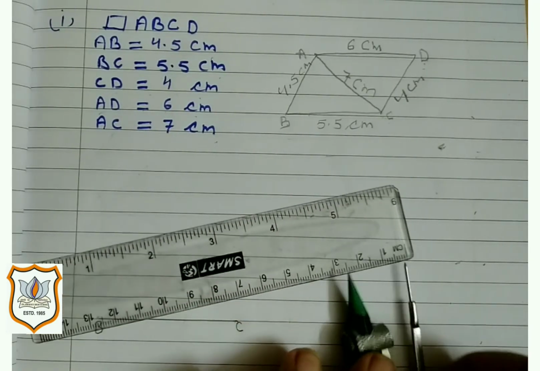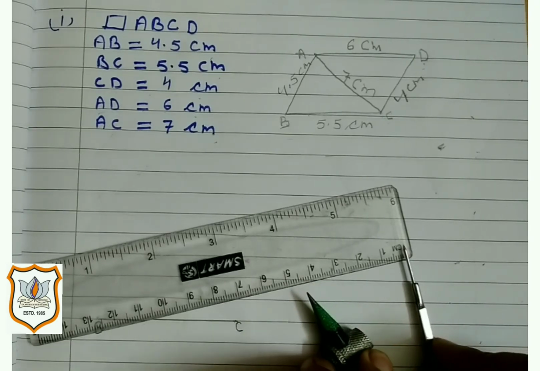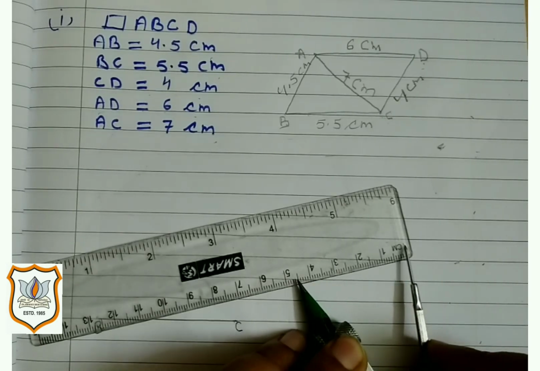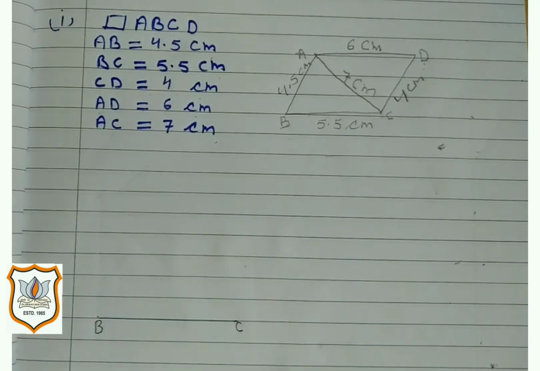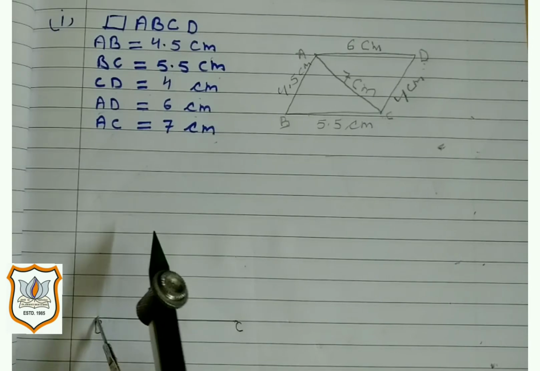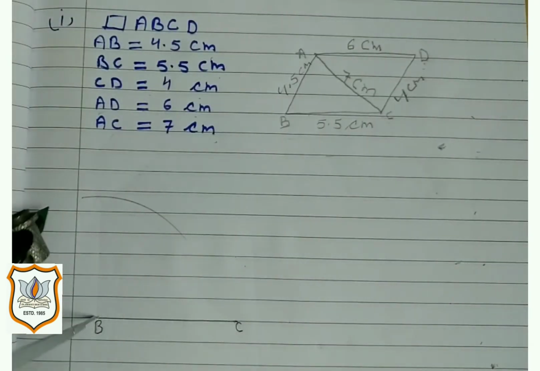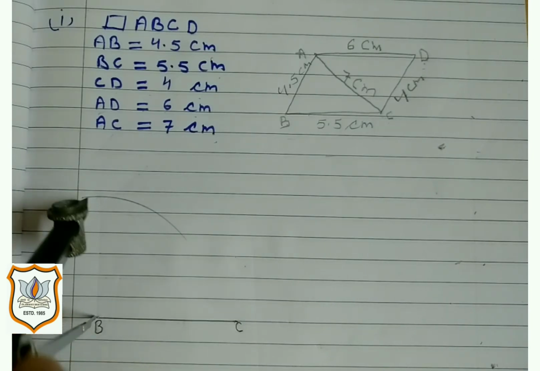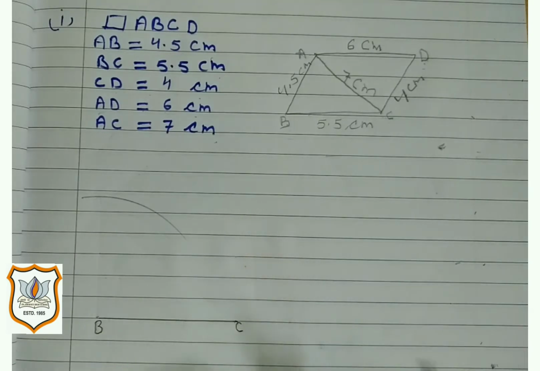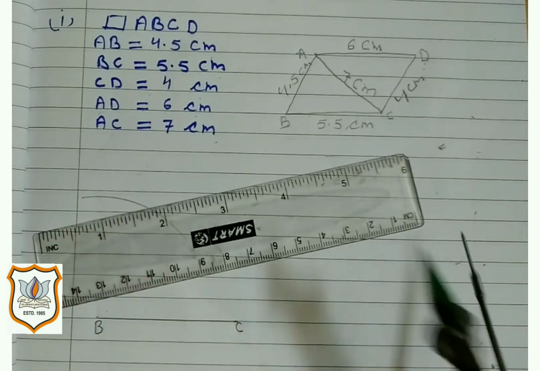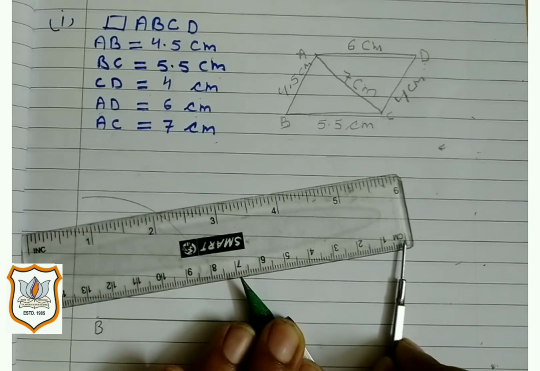Students, you can see I will take 4.5 centimeter in the compass. This is 4.5 centimeter. And taking B as a center, we draw an arc. This is an arc of radius 4.5 centimeter. Now we will take 7 centimeter. You can see here I will take 7 centimeter.